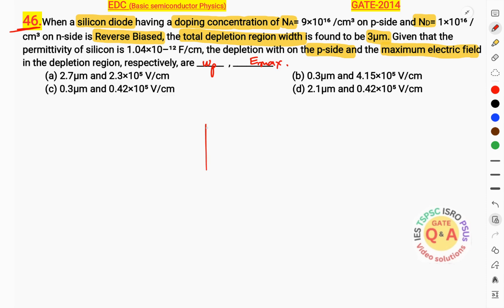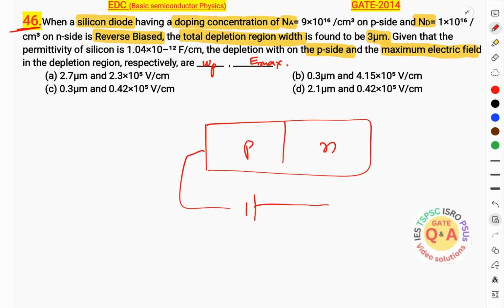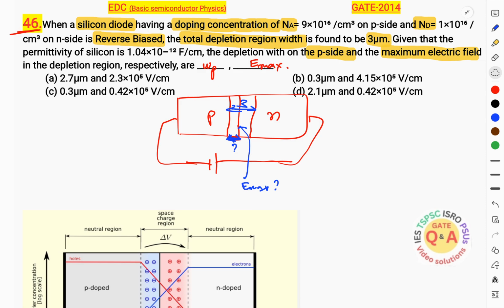A silicon diode is given. This is the p side, this is the n side, and it is applied in reverse bias. Then the depletion width will be formed. He is asking what the p side depletion width is, given that the total is 3 micrometers. He is also asking for the maximum electric field present in this depletion region. We will see how to proceed, and we will see this in a graphical way, in a neat and good way.